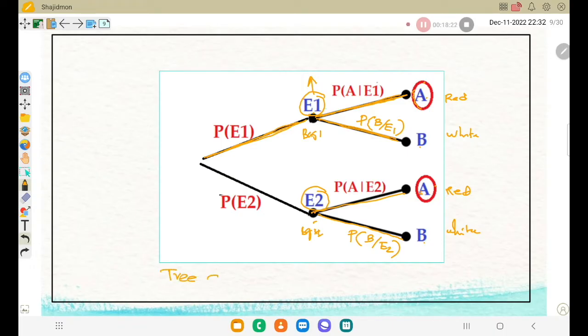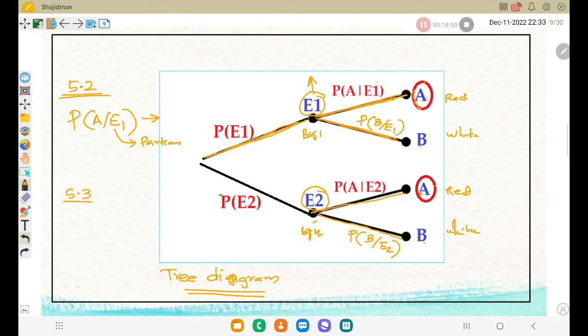This is the tree diagram by which you can easily understand the Bayes theorem. So here the probability of A given E1, that means the probability of a red ball from bag number 1, is the normal conditional probability, because the partition is coming on the downside, correct? We studied in 5.2 how to calculate this. But in the Bayes theorem, section 5.3, how does the reverse probability come? The Bayes rule, how the reverse conditional probability comes.